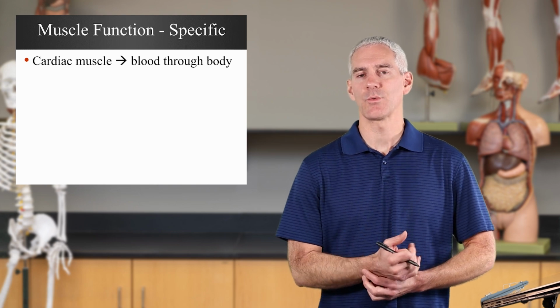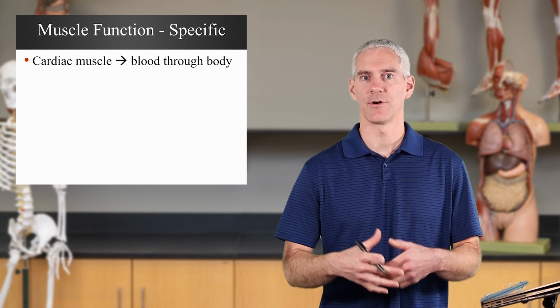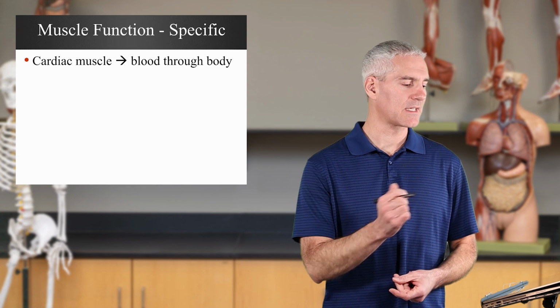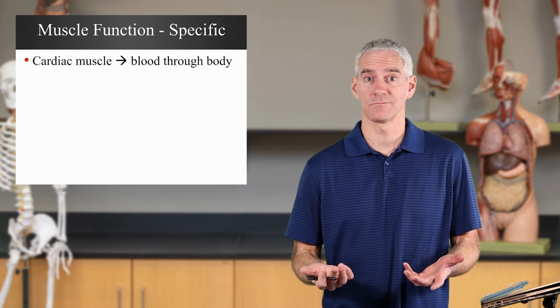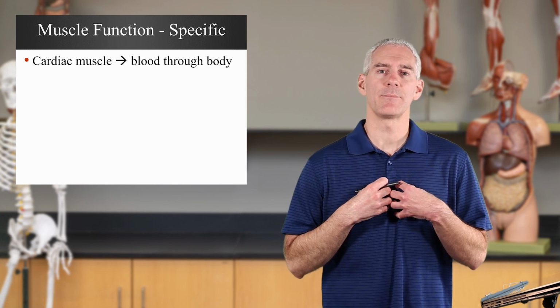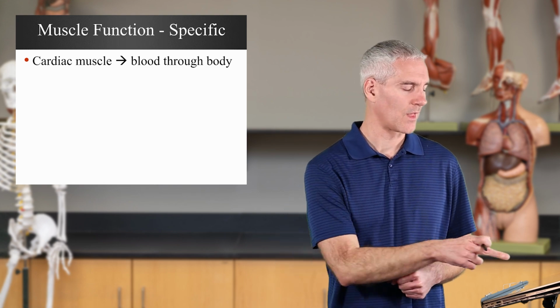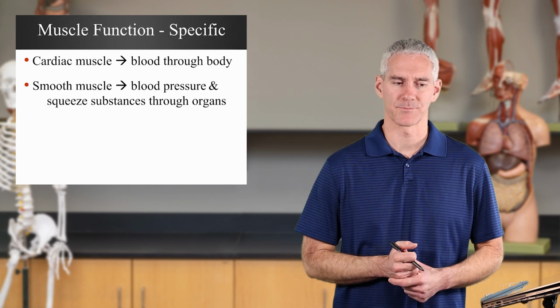So let's look at the 3 different types of muscles we'll be covering in this unit. Looking at the cardiac muscle. Well, cardiac, when you think about heart, cardiac muscle is found in your heart. So it's meant to really pump blood to the body.